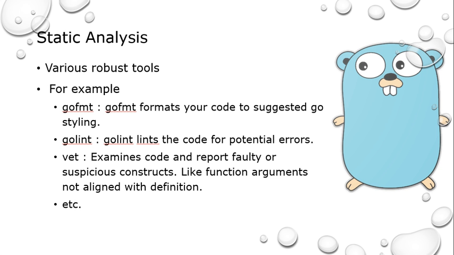Static analysis. Go has numerous static analysis tools and they are very robust. For example, Go format. It formats your code according to Go suggested style. In Go, lint rules for linting can be user specific also. For example, the maximum number of characters in a line can be made a linting rule. Vet examines the code and reports faulty or suspicious constructs, like if you have sent different types of arguments in a function which were different in the definition, and in the calling you're sending something else, then it will complain. That kind of static analysis support is also there in Golang.